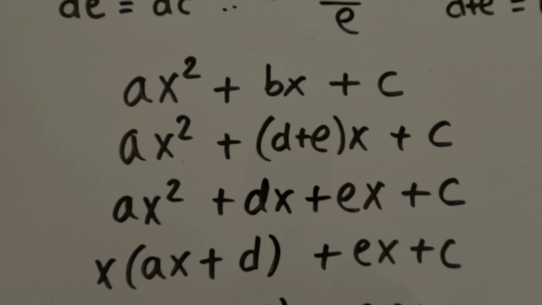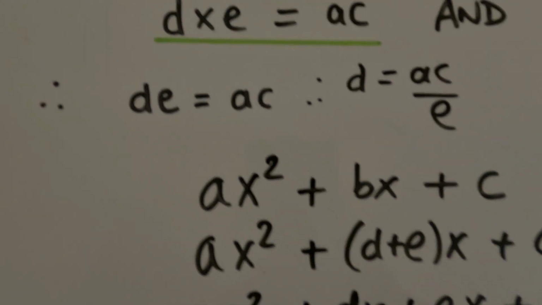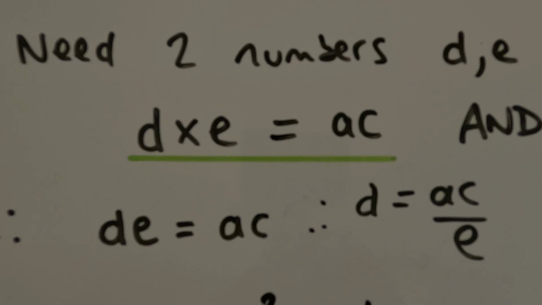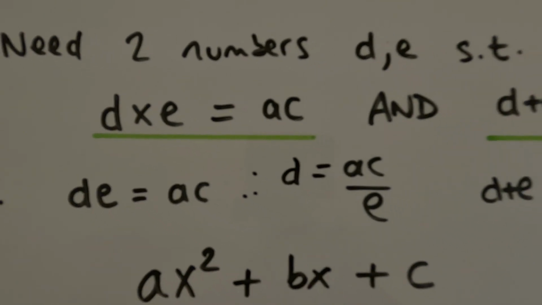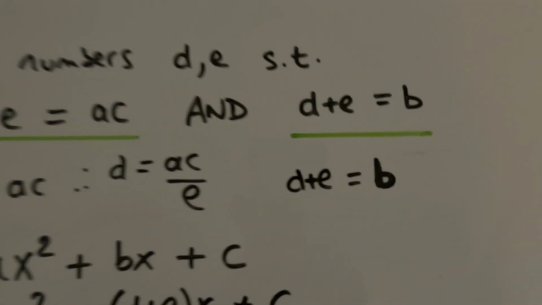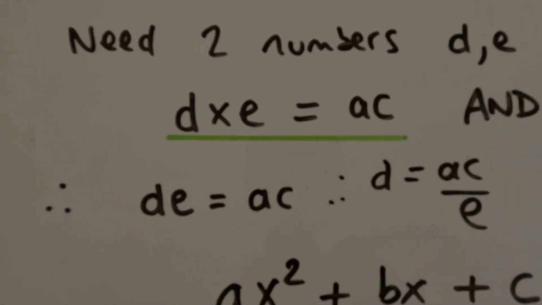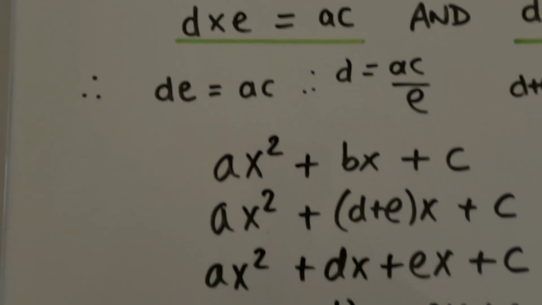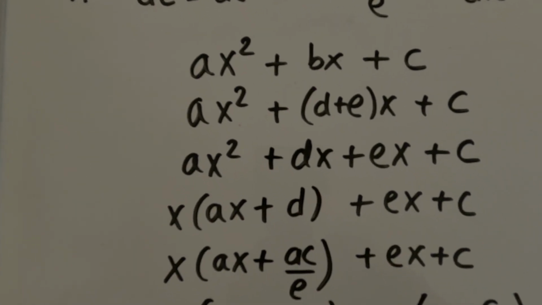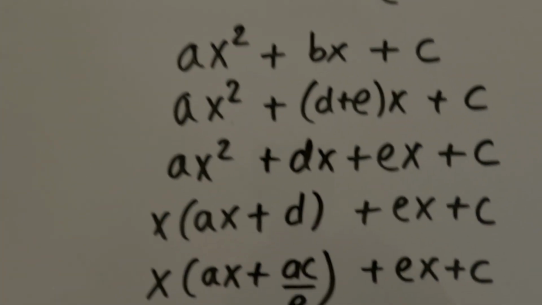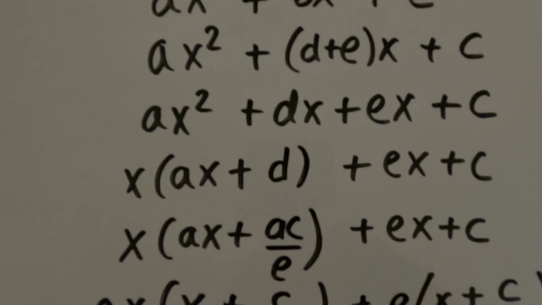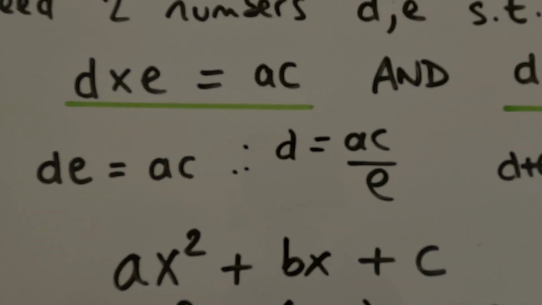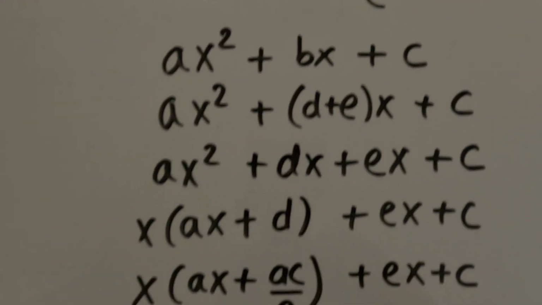But now we can use our second condition or assumption, which is that de, the product of these two numbers, must be equal to ac. We already know that the sum is equal to b, and now we're going to use the second condition that the product will be ac. So we're going to replace d by ac over e. So where did that come from? Well, de is equal to ac, so d is equal to ac over e. Plug that in.